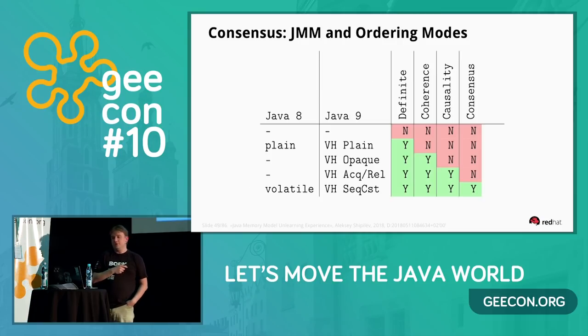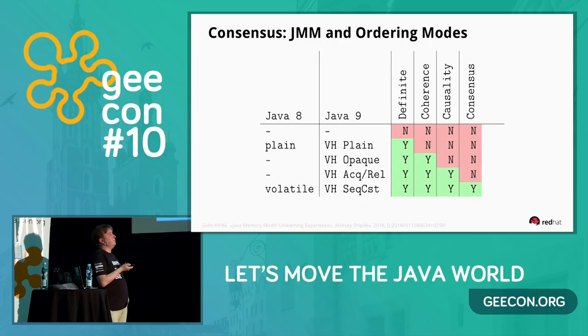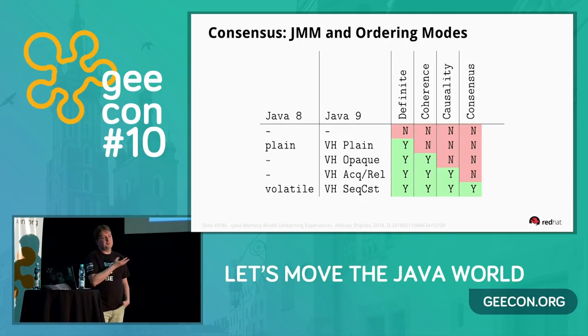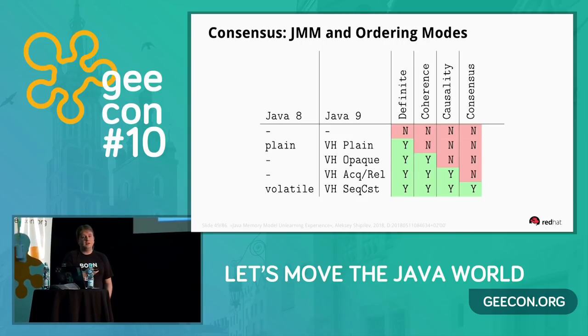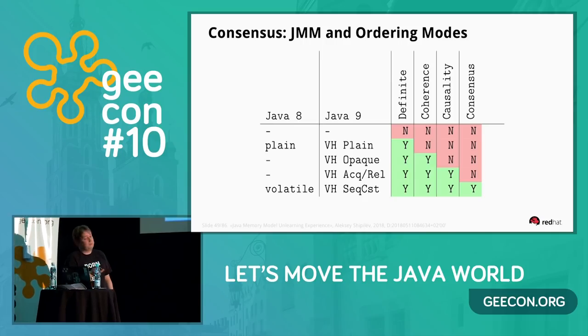All right, so for the ordering modes, volatile gives you this consensus, nothing else gives you this. Acquire-release is weaker. It just gives you basically causality. So yeah, there is that.